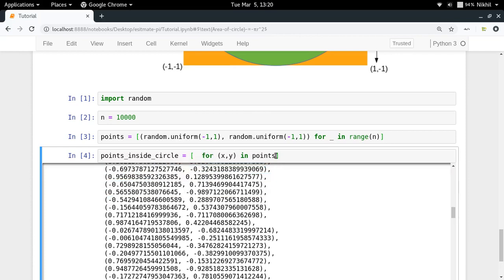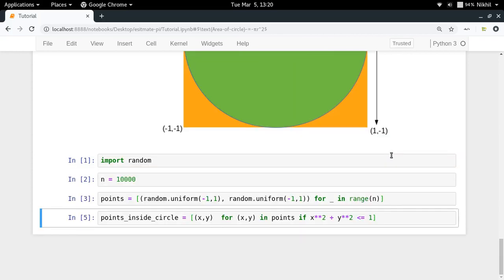So for x comma y in points, I will consider it as a point inside the circle if there is a condition, if x square plus y square is less than or equal to 1. So I am finding the distance between the point and the center. That is given by x square plus y square. This is the distance formula, which is x minus 0 raised to power 2 plus y minus 0 raised to power 2. This gives you the distance from the center, and it should be less than or equal to the radius, which is 1. So in this way I can get all the points inside the circle.